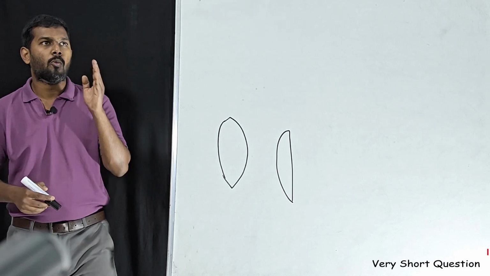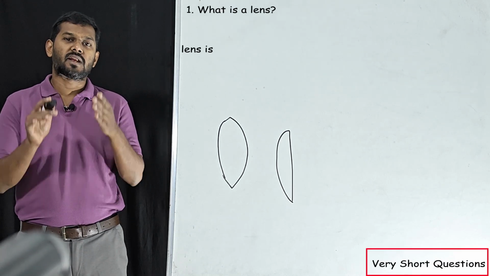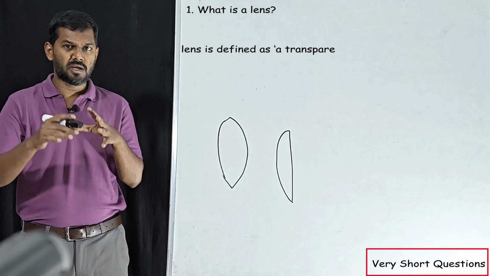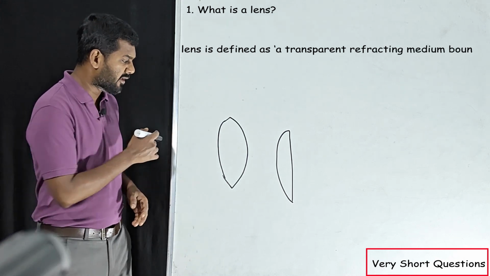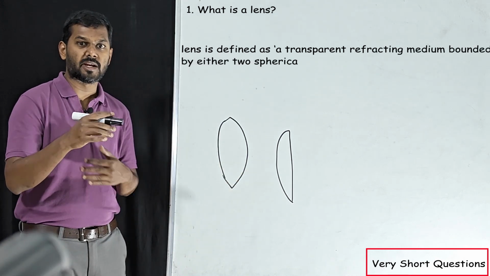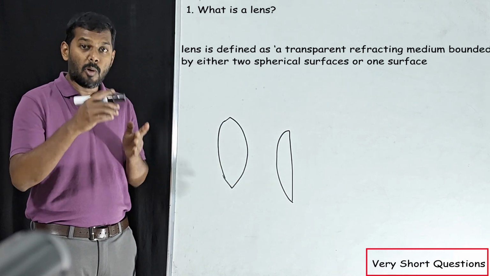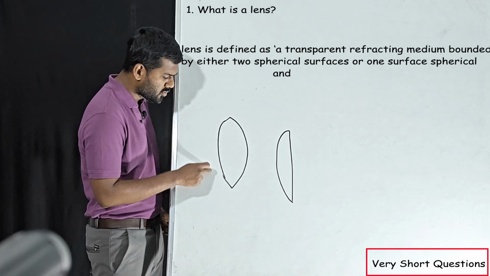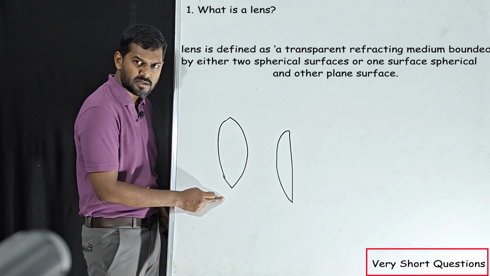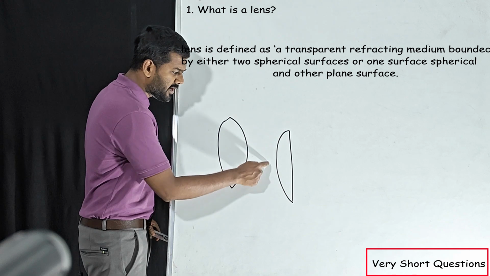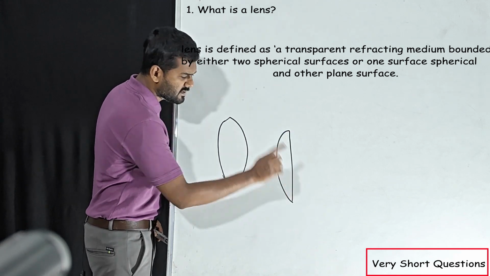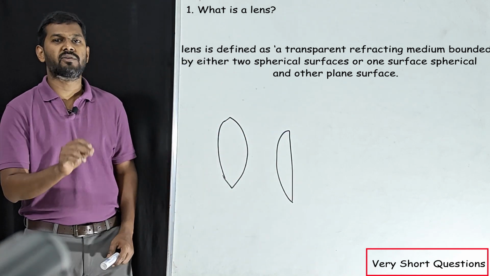Our first question, what is a lens? Lens is a transparent refracting medium. See, it's a transparent refracting medium. It is not reflecting, refracting medium bounded by two spherical surfaces or one spherical surface and one plane surface. That's it. This is the definition of lens.